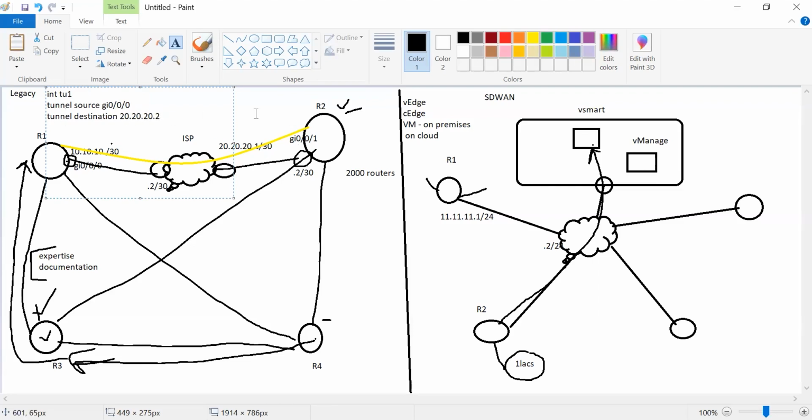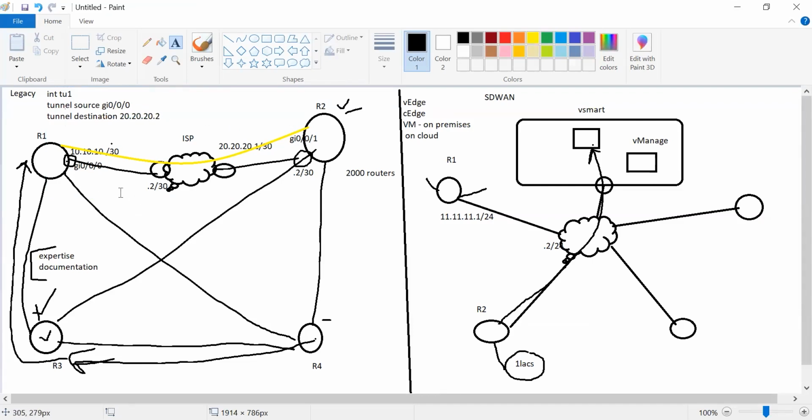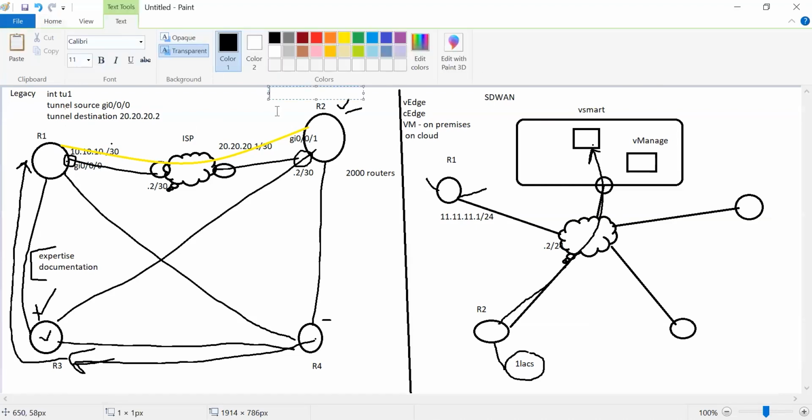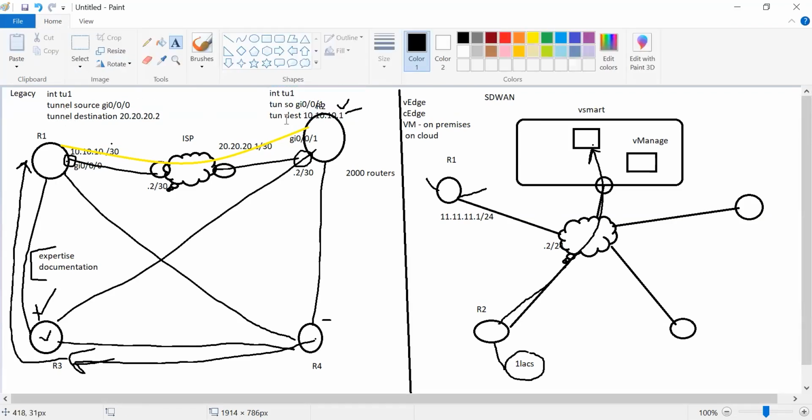Now, let me show you the difference in actual. If on a router you are sending to a destination, we have to give the IP address of the other end router. So on this side, on router R2, what would be the tunnel source? 0/0/1, right? And tunnel destination would be 10.10.10.1.